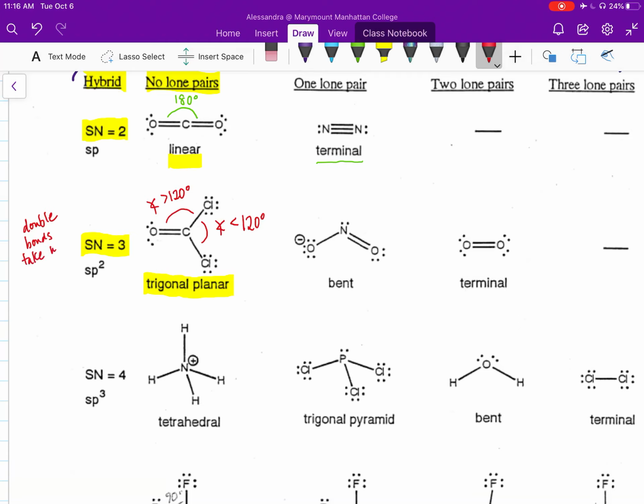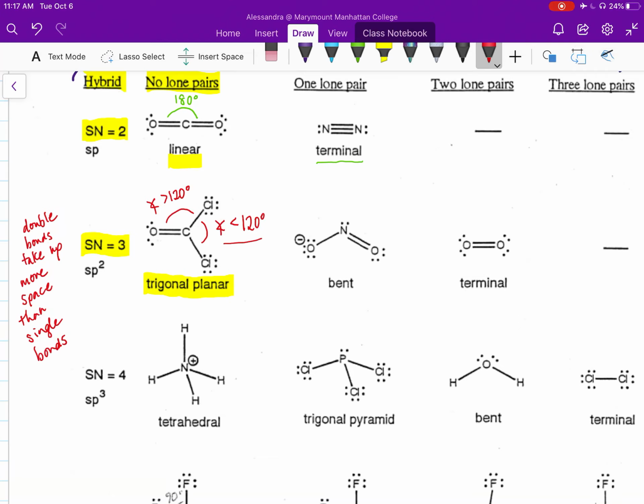And triple bonds would take up more space, right? So the more electrons you have in the bond, the more space they require. So double bonds take up more space than single bonds. Okay, so that squeezes in this bond angle slightly, so it's a little bit less than 120 degrees.